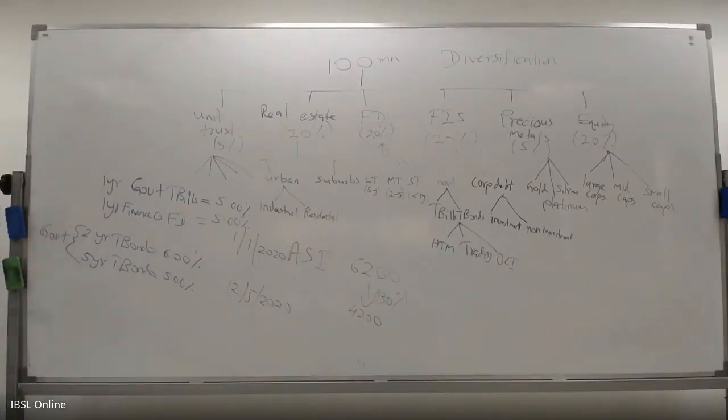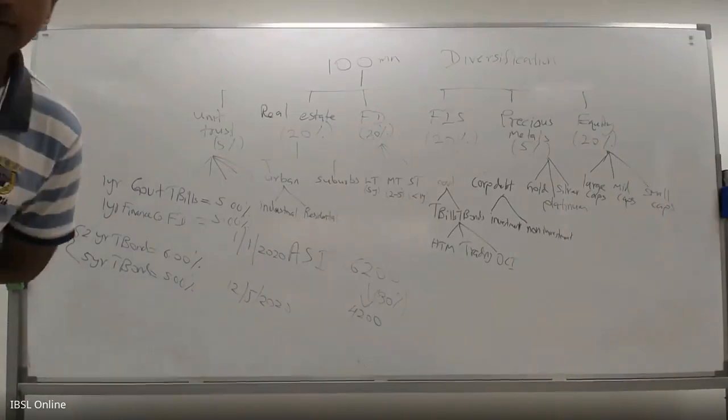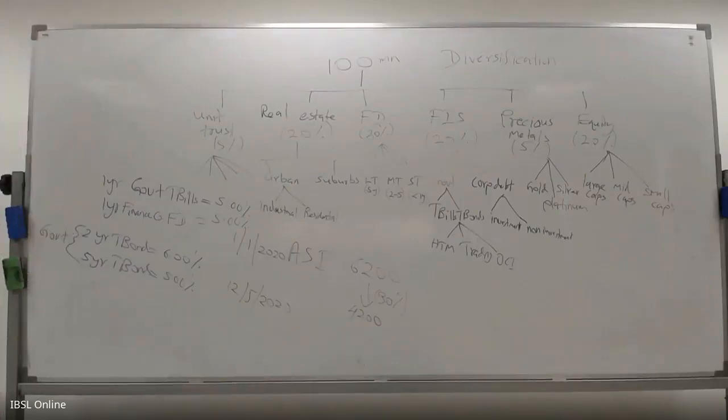Now where will you invest? The government has issued a 2-year treasury bond, that's 6%, and a 5-year treasury bond, 5%. Where will you invest? Both issued by the government. You will invest in the 2-year. Yes, correct. Why? Both of these securities, the treasury bonds, have been issued by the government. So the risk is the same. Right, same risk. You're investing in the highest return.